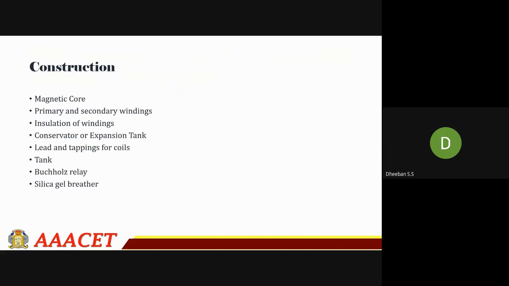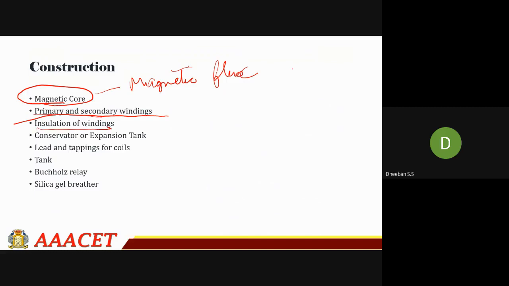So next we will be moving on to the construction. In the construction part, the important equipments related to the transformer are these. The main primary thing is the magnetic core. With the strength of this magnetic core only, your magnetic flux will exist. Next are the windings over your magnetic core, which will be the primary winding and secondary winding. Next is the insulation of winding. Those windings have to be insulated for safety purposes.